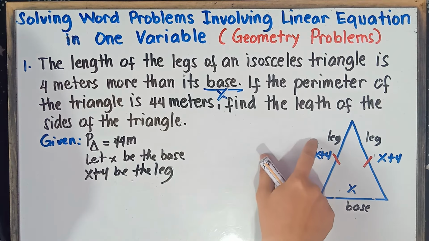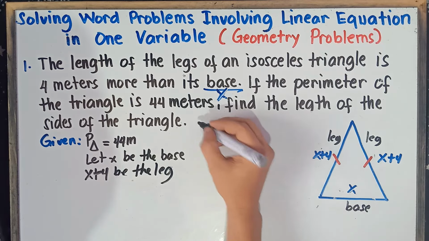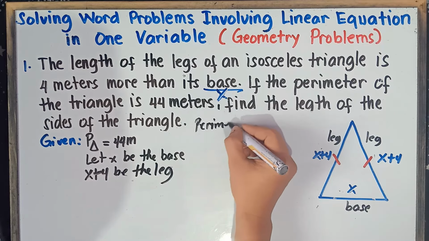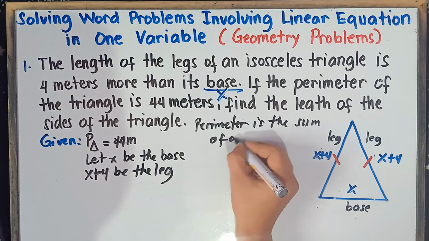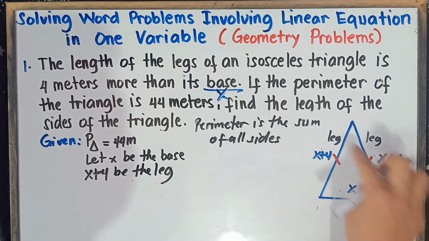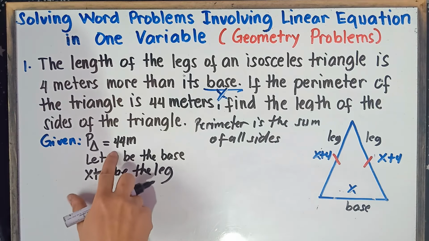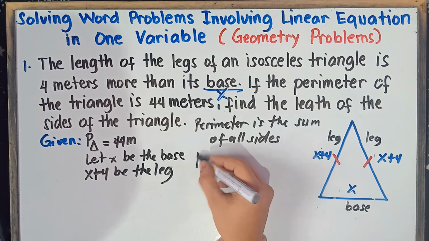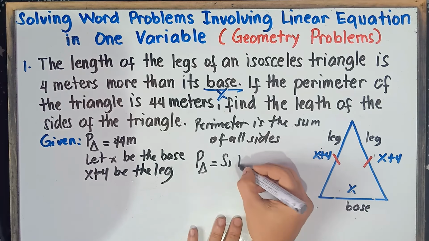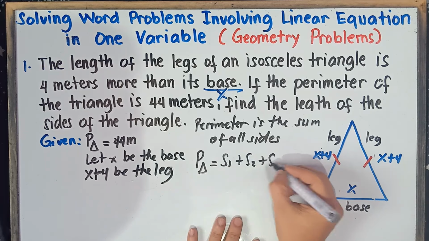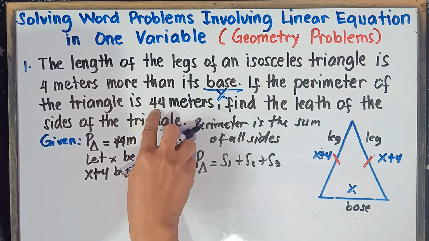Now, to find the length of the sides of the triangle, we need to use the perimeter of a triangle formula. Once again, class, perimeter is the sum of all sides. So if you add this one, and this one, and this one, that will be the perimeter of the triangle. The perimeter of an isosceles triangle is equal to side 1 plus side 2 plus side 3. We have the given perimeter of the triangle, that would be 44 meters.